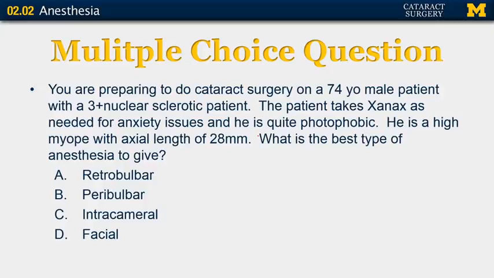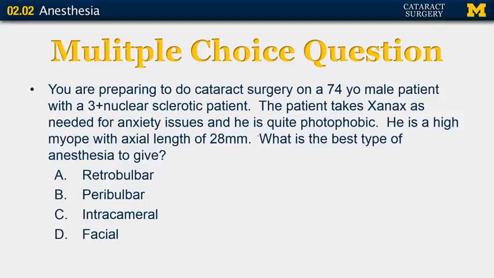Here's a final question. You are preparing to do cataract surgery on a 74-year-old male patient with a 3+ nuclear sclerotic cataract. The patient takes Xanax as needed for anxiety issues, and he's quite photophobic. He is a high myope with axial length of 28 millimeters. What is the best type of anesthesia to give? A. Retrobulbar block, B. Peribulbar, C. Intracameral, or D. Facial? The correct answer is B.